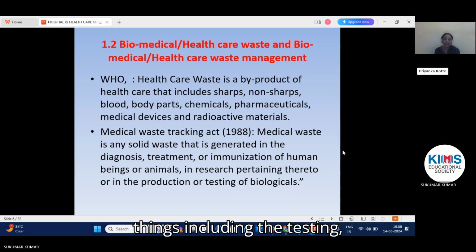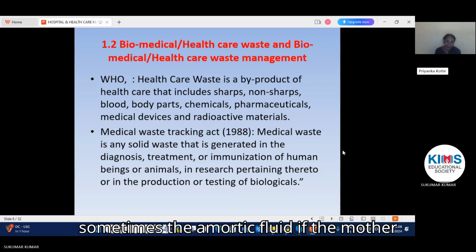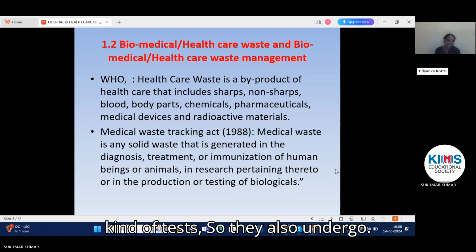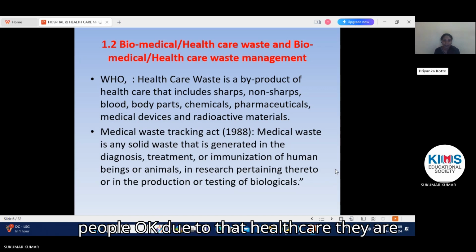All these things, including the testing centers, like genetic testing centers, also use samples. They take the sample from the mother, they take the sample from the father. They do the karyotyping. Okay, so they take the plasma, sometimes the amniotic fluid if the mother is pregnant, and they do certain kinds of tests. So they also fall under a category of healthcare. End of the day, they are taking care of the people. Okay, due to that healthcare, they are generating some waste. That is considered as biomedical waste.